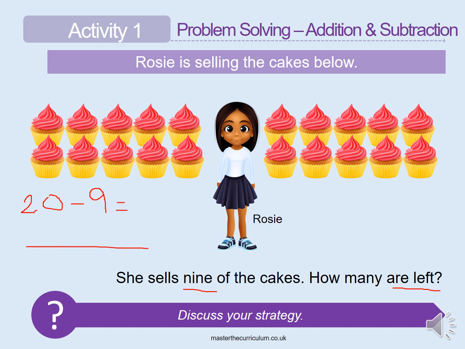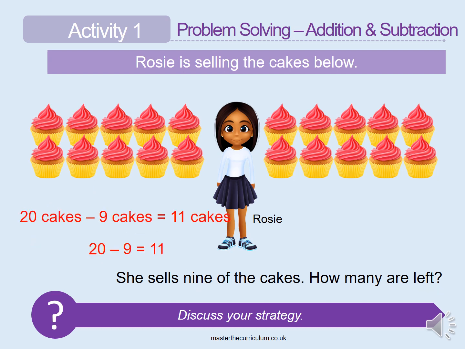Okay, and if you want to, you can use a number line to help you with your answer. So we could do 20 take away 10. 20 take away 10 is 10. 10 take away what equals 9? 10 take away 1 equals 9. So the answer would be 11. She would have 11 cakes left. Here's an example of how you could explain it. 20 cakes take away 9 cakes equals 11 cakes. 20 minus 9 equals 11.